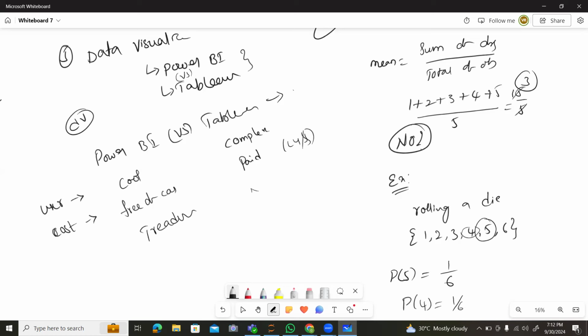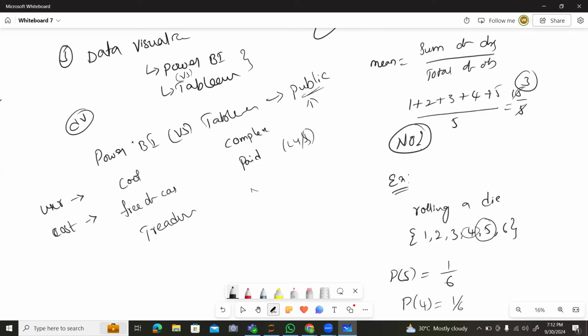It is free and open source. But if you do any project in Tableau Public, it can be visible to each and everyone present in the Tableau community, like a group. Everyone can view your project, so there is no data security in Tableau, compared to Power BI.